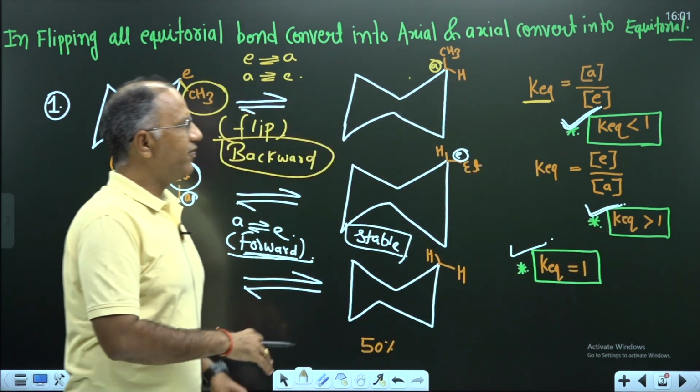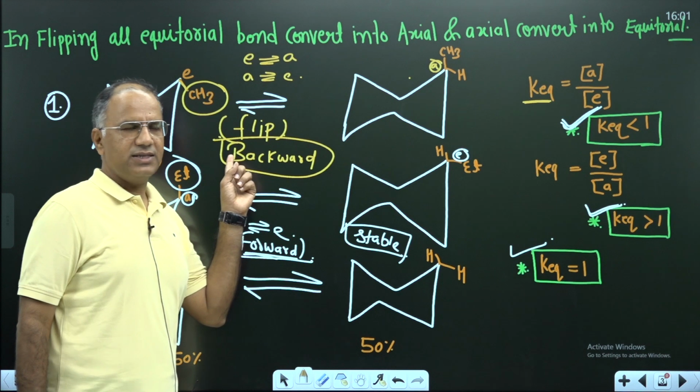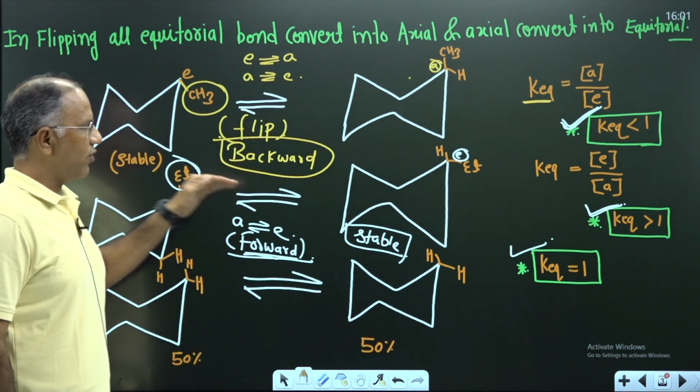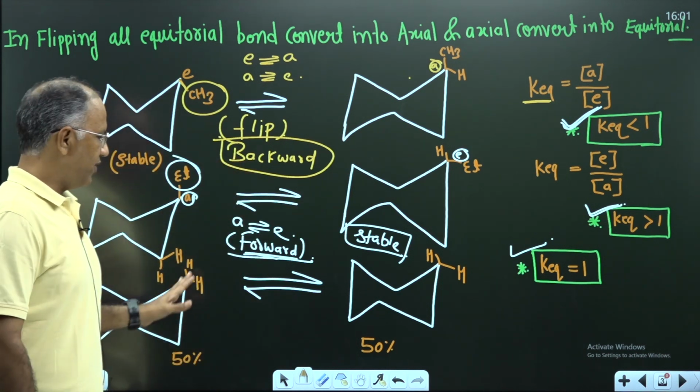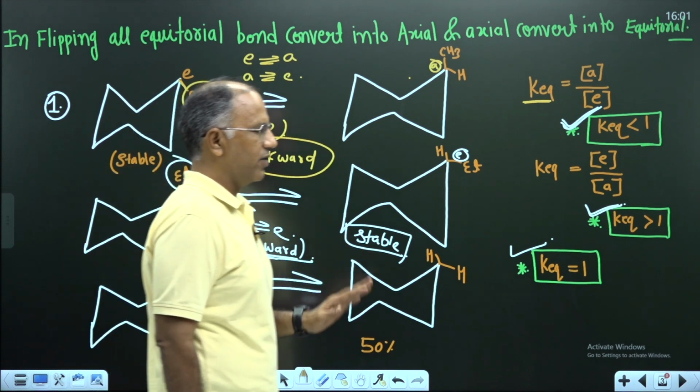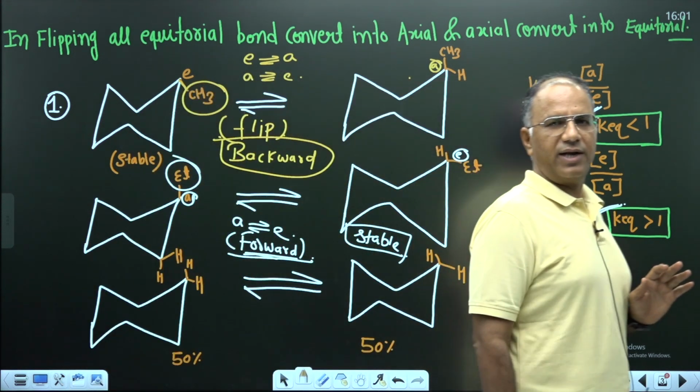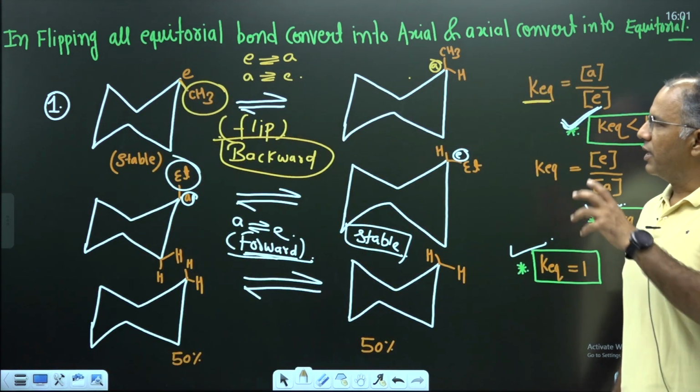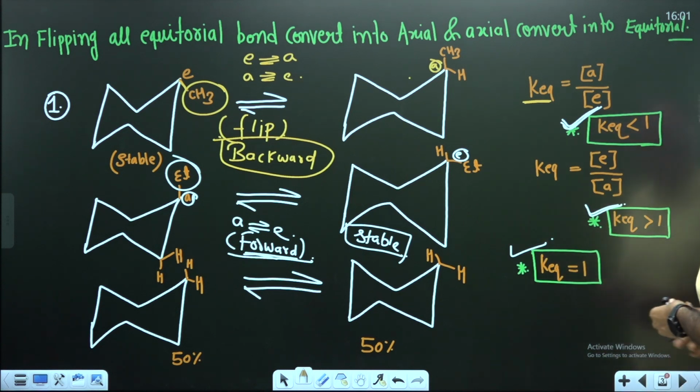Now there are 3 different cases. If equilibrium is in the backward direction, K equilibrium is less than 1. If equilibrium is in the forward direction, K equilibrium is greater than 1. If both are of the same stability, K equilibrium is equal to 1. So first of all, write down your notes, then I will explain how axial converts into equatorial. Pause the video and write in your class notes.